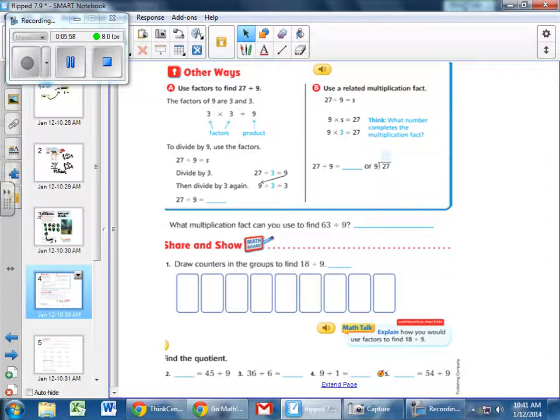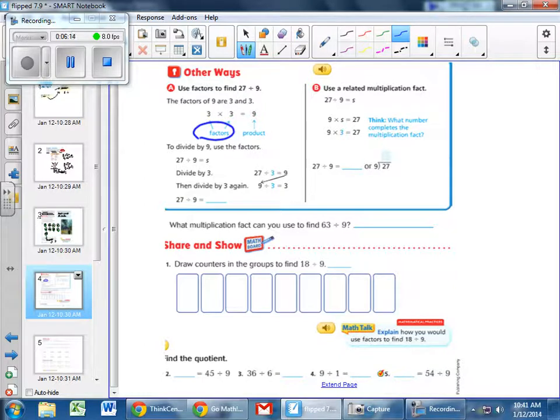Okay, the next page, page 288, is going to show you some other ways to do it. So one way is to use factors. Remember, factors are the 2 numbers that are within a multiplication problem. So you have factors here. Okay? The factors of 9 are 3 and 3. So 3 times 3 equals 9. To divide by 9, use the factors.